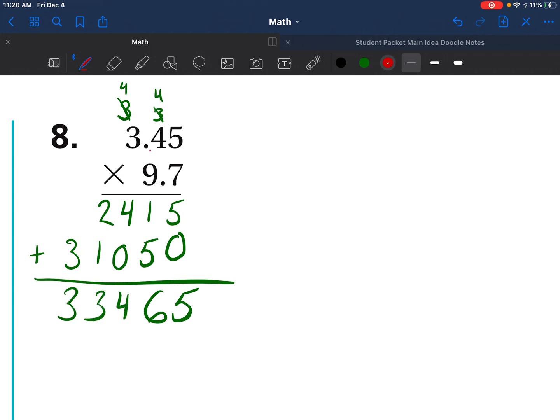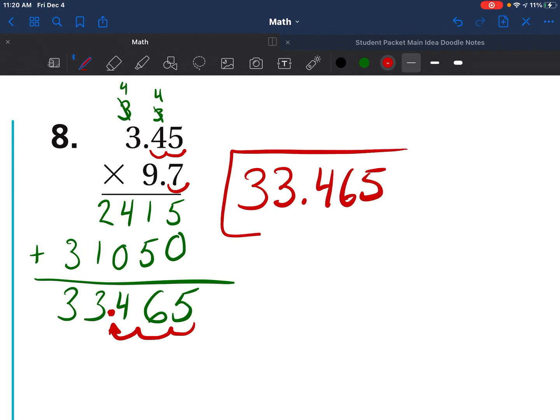And now we count our decimal places. 1, 2, 3 this time. So 1, 2, 3. Remember, moving right to left. So I have 33 and 465 thousandths as my answer for number 8.